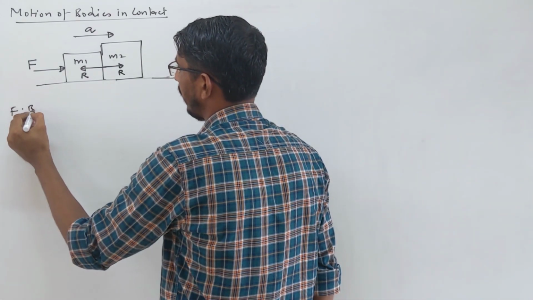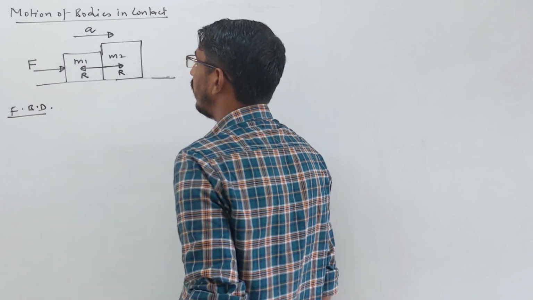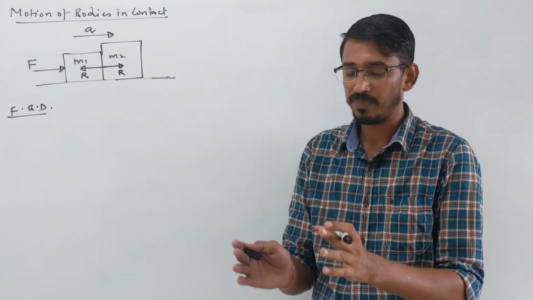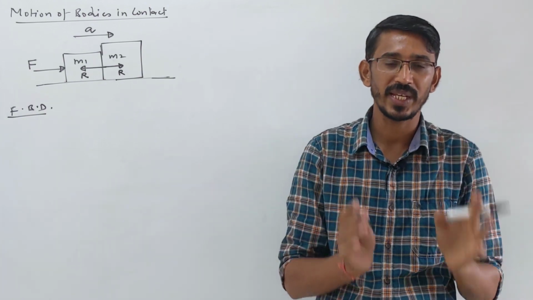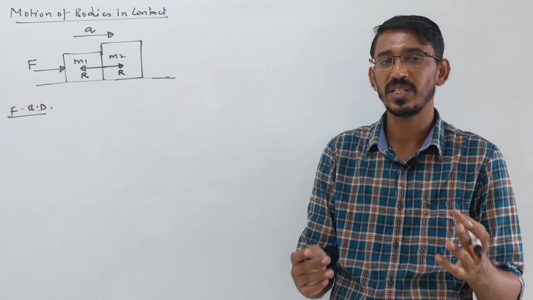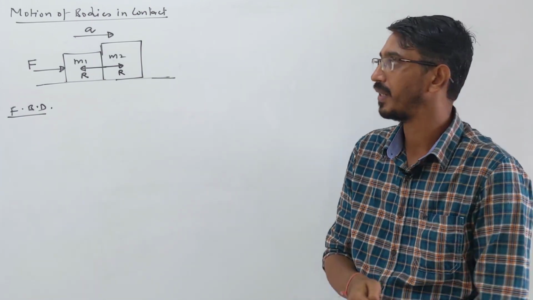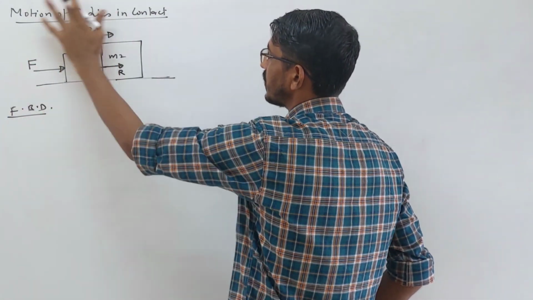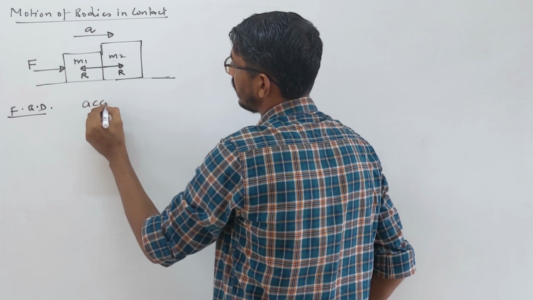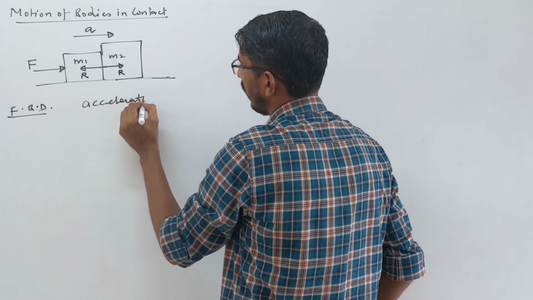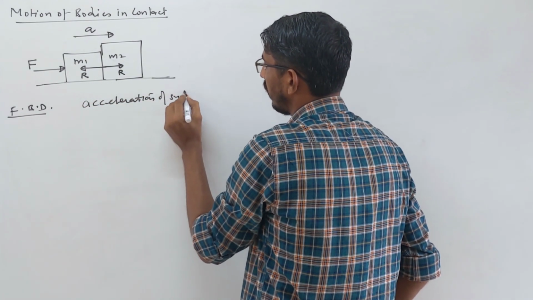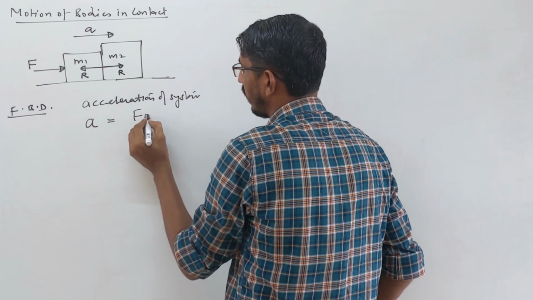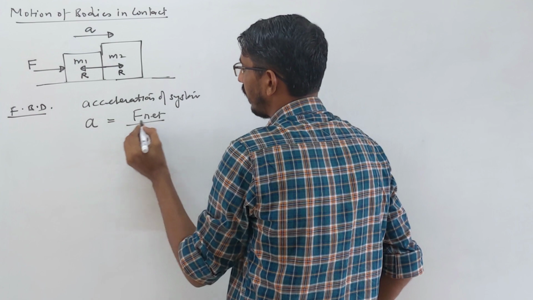Very simple. FBD, I told you already, 3 steps. You cut one body from the system, put it along, write the external forces acting, and find the acceleration and the unknown force there. First step is to find the acceleration of the system. Simply, acceleration of system, what is the answer? A should be the net force acting on this system by the total mass.